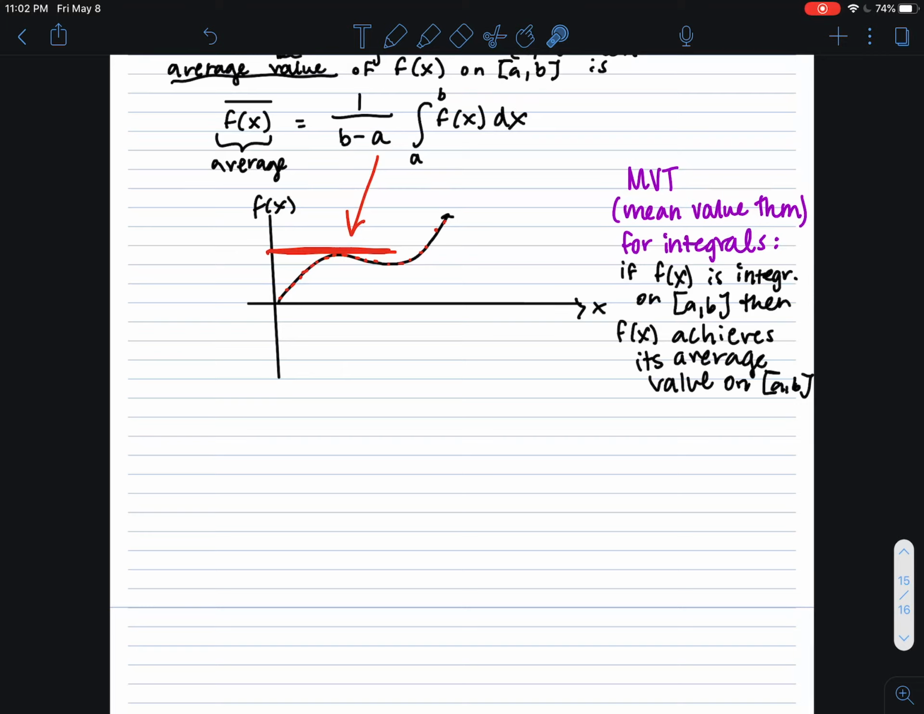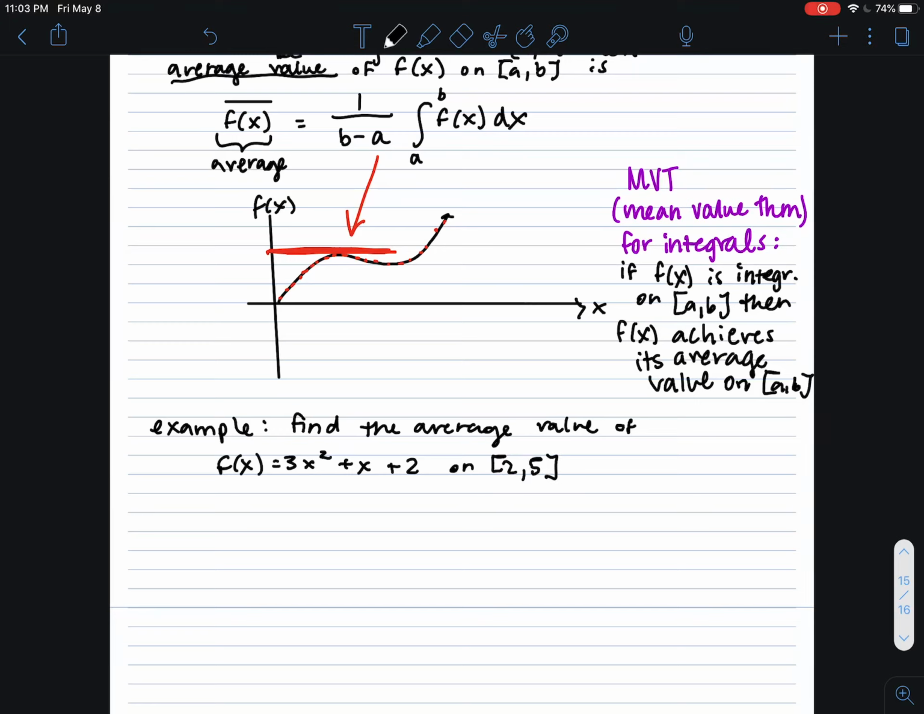Again, not incredibly important, but we're going to do an example just because, and then we're done. This is our last example. It's going to be: find the average value of the function f of x equals 3x squared plus x plus 2 on the interval 2 to 5.